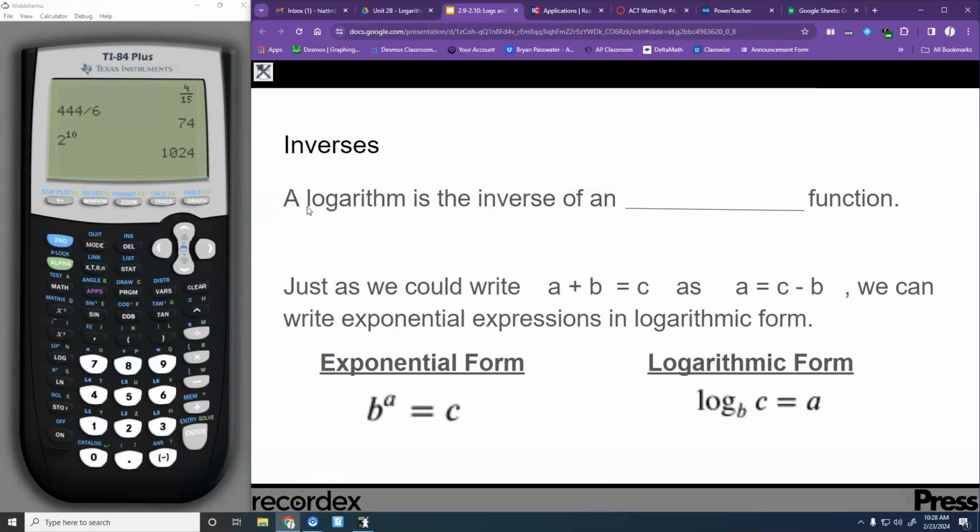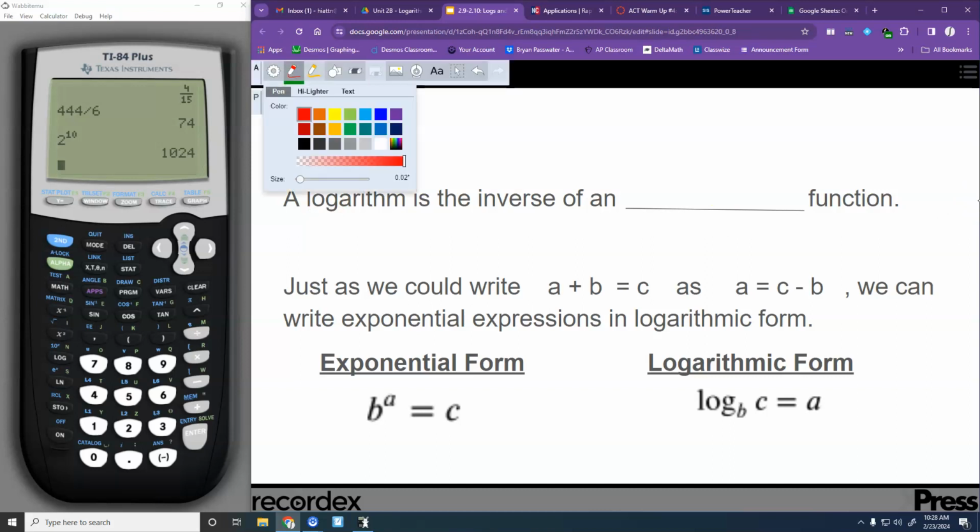Let's talk about logs as inverses. A logarithm is the inverse of an exponential function.